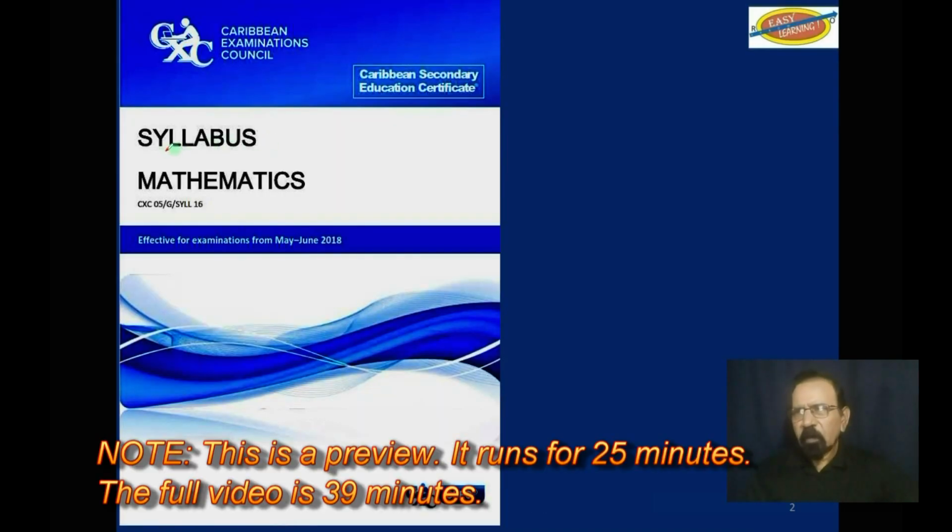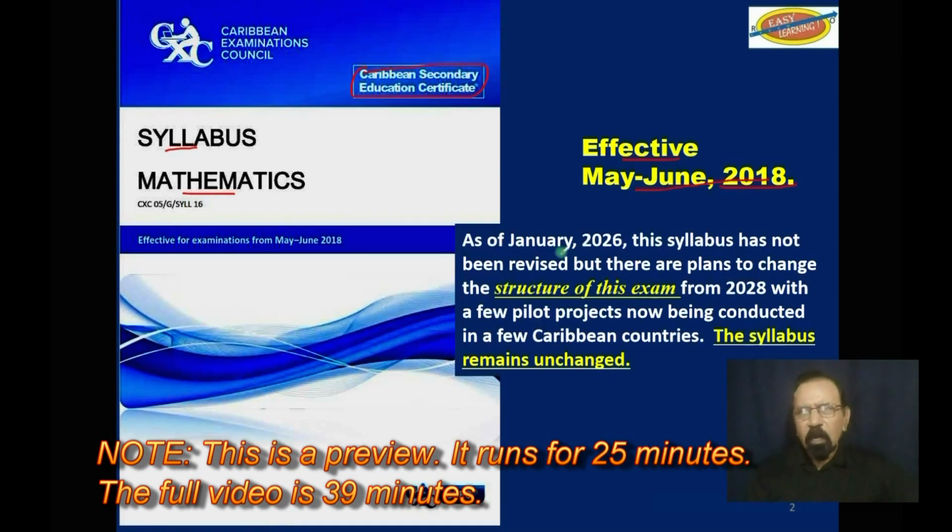We continue with the mathematics syllabus for CSEC that became effective in May-June 2018. As of January 2026, the syllabus has not been revised, but there are plans to change the structure of the exam from 2028 and onwards, with a few pilot projects now being conducted in a few Caribbean countries. The syllabus itself remains unchanged.